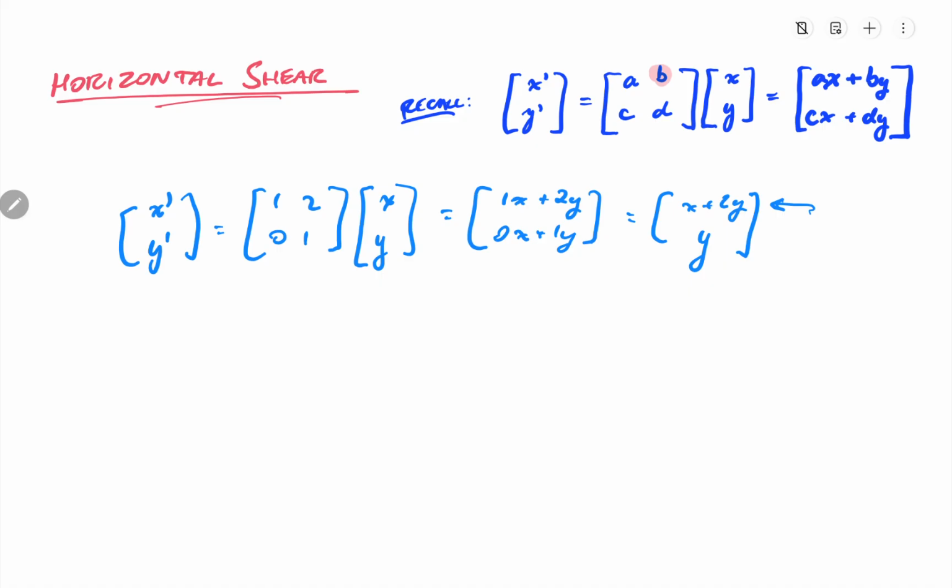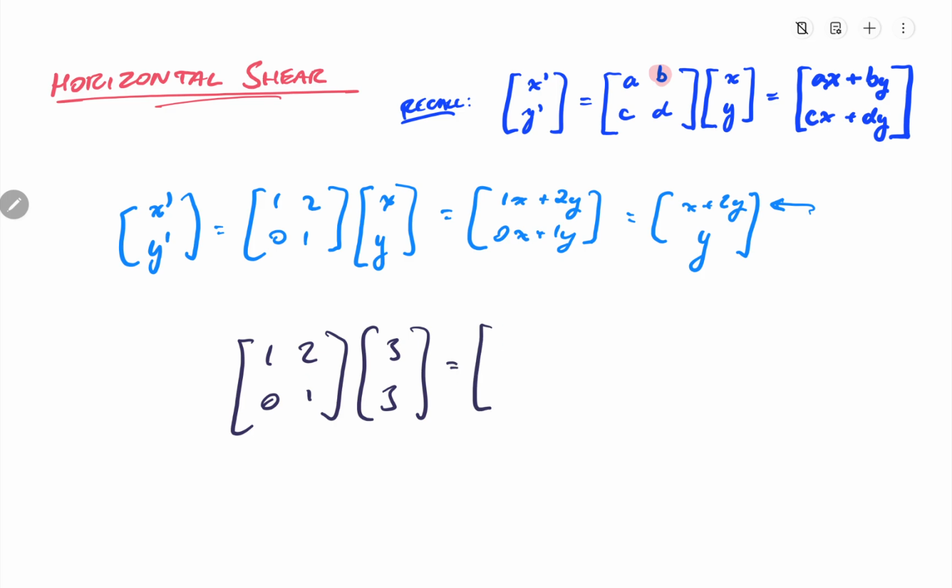What are we going to do? Okay, let's try. Our output for this transformation, let's use 3 and 3 again. We will have first times first, which will be 3. We're going to add 2 times 3, which is 6. And then in our second row, we'll have 0, we're going to add this times that, which will be 3 again. So this will be 9 and 3.